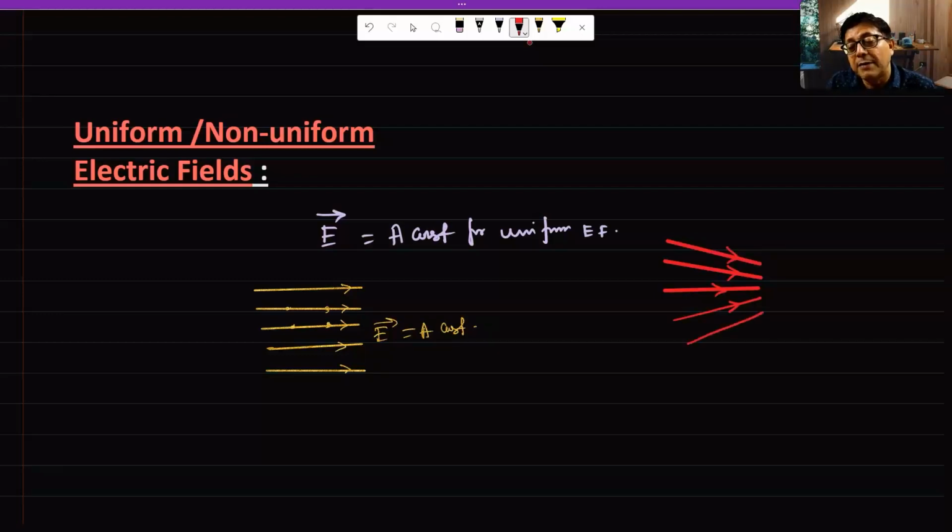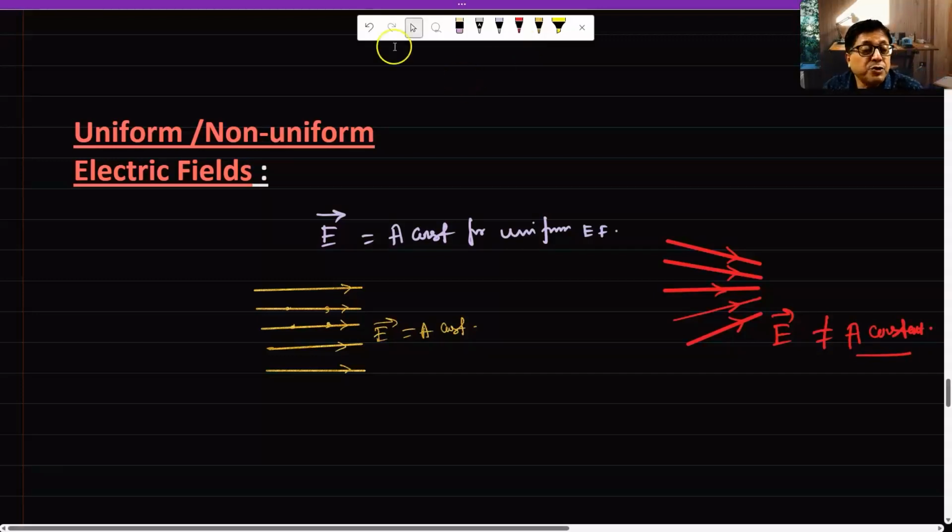like this, here the strength of the electric field will not remain the same at all points. E is not equal to a constant. E is not constant over there. Okay, understand the meaning of uniform and non-uniform electric field. This should be represented by drawing equidistant parallel lines, and here obviously they are not equidistant parallel lines.